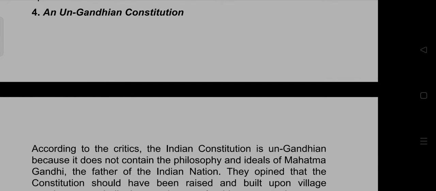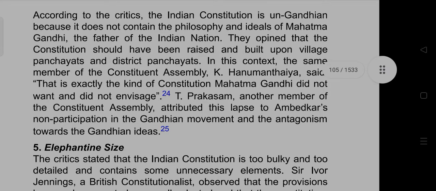Fourth, an un-Gandhian constitution. According to the critics, the Indian constitution is un-Gandhian because it does not contain the philosophy and ideals of Mahatma Gandhi, the father of the Indian nation. They opined that the constitution should have been raised and built upon the village members of the village panchayats and the district panchayats. In this context, the same member of the Constituent Assembly, K. Hanumanthaya, said that is exactly the kind of constitution Mahatma Gandhi did not want and did not envisage.